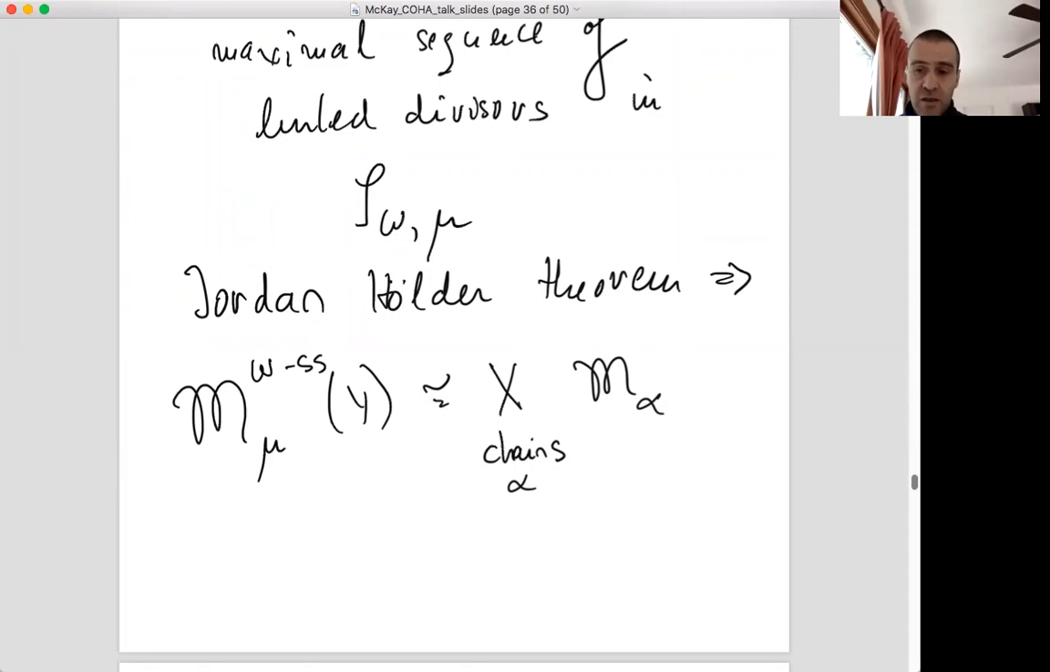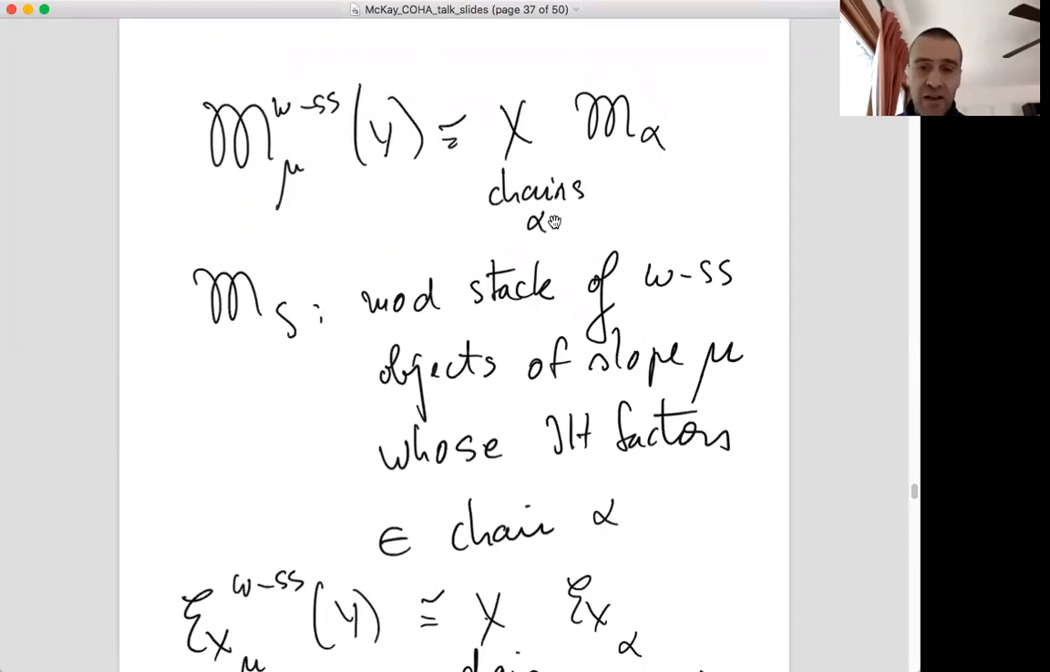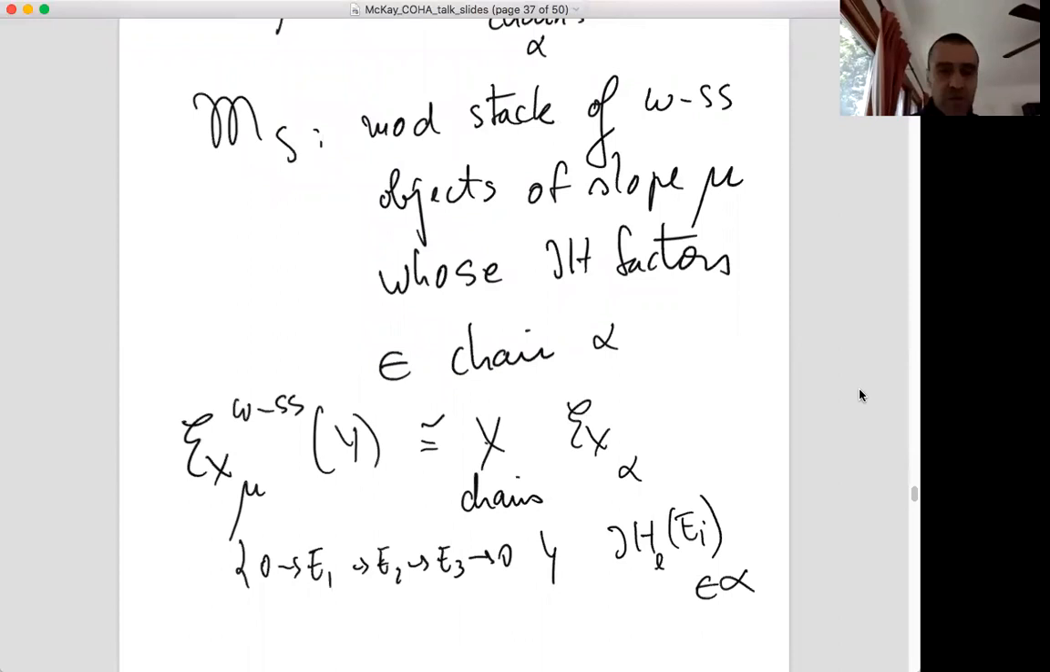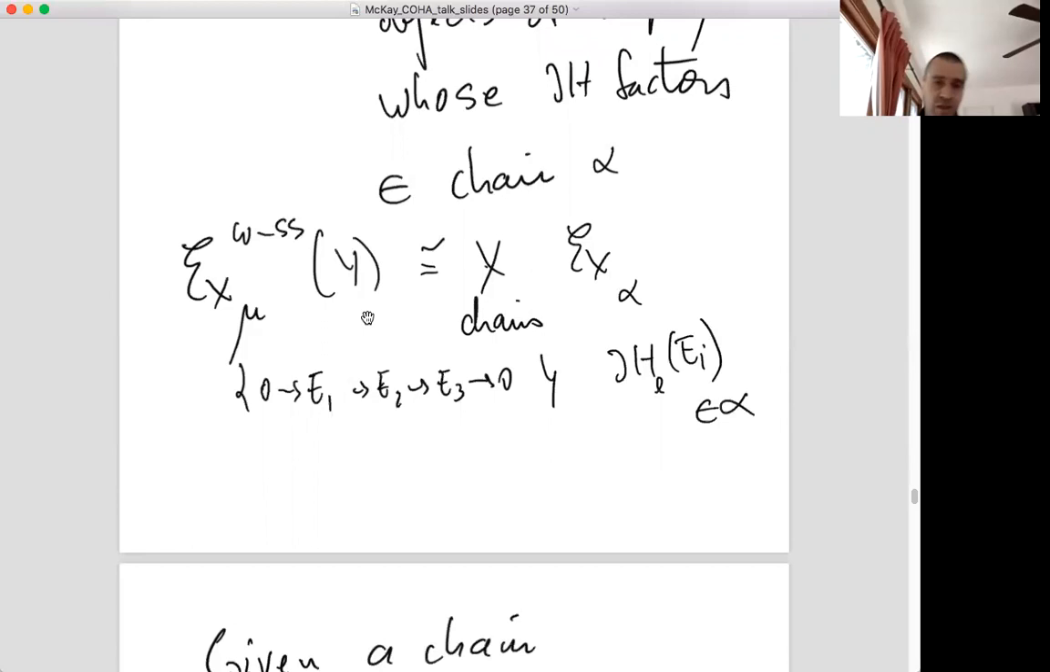And the moduli stack associated to one particular chain labeled alpha is the moduli stack of all objects whose Jordan-Hölder factors belong to that particular chain. So it's a natural decomposition given the product decomposition, given the structure we found. And this decomposition also propagates to stacks of exceptional objects, because of this orthogonality condition relative to extensions.